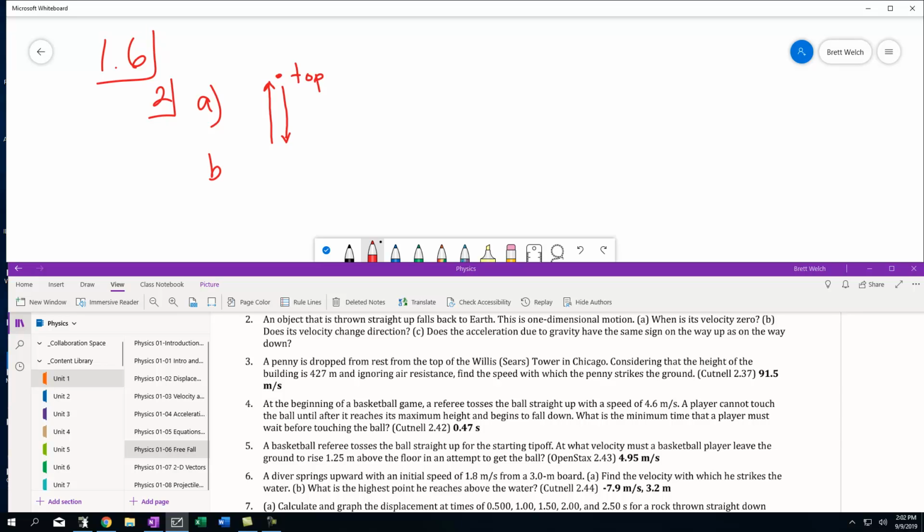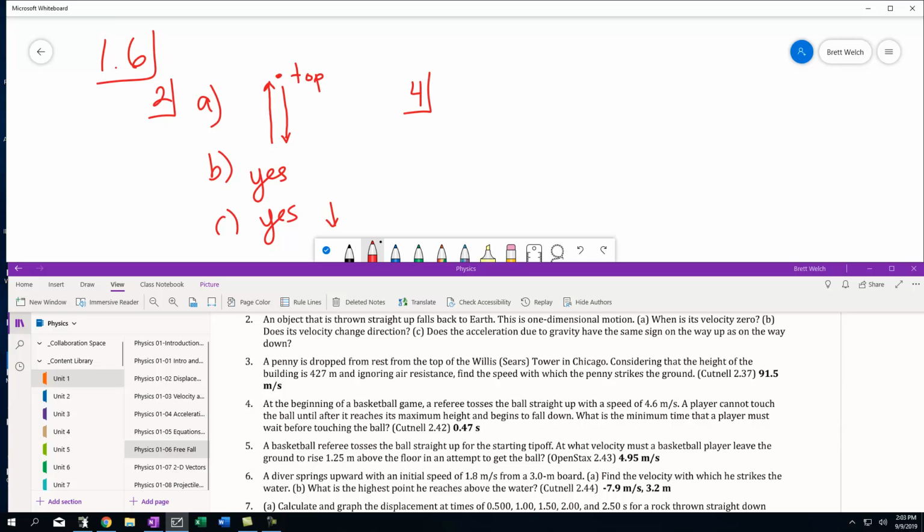Part B. Does its velocity change direction? The answer would be yes. Initially its velocity is upward, then its velocity is downward. And then for part C, does the acceleration due to gravity have the same sign on the way up as on the way down? That answer is also yes. The acceleration is always downward, okay? So it's always negative in a typical case. If the ball's going up, that's its velocity, not its acceleration. Its acceleration is still pointed downward. So that should help us with question number 2.